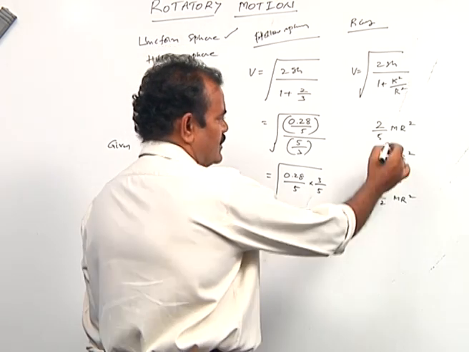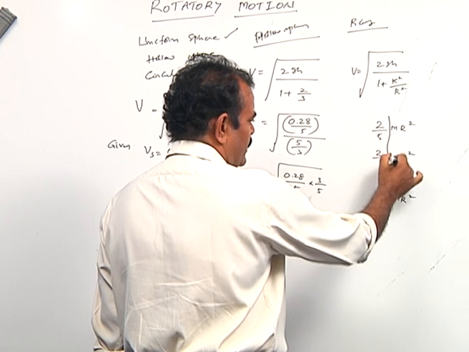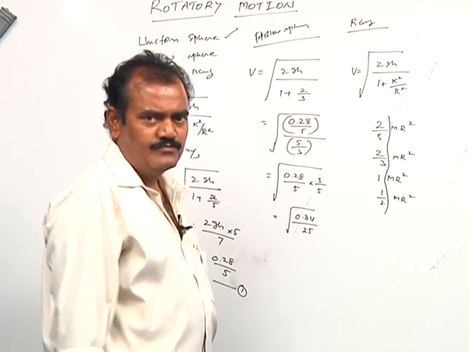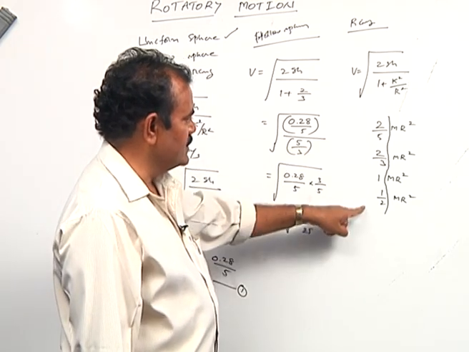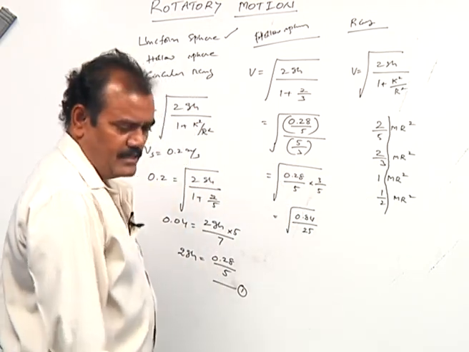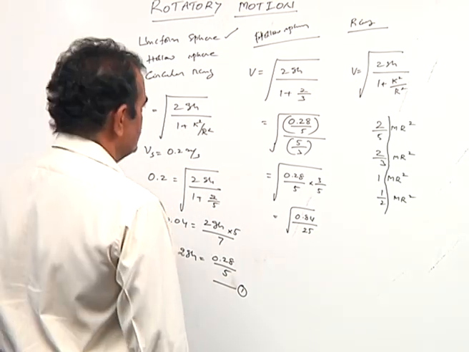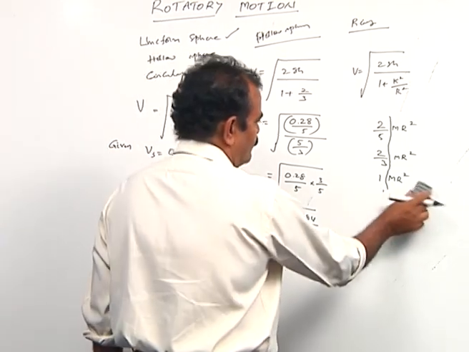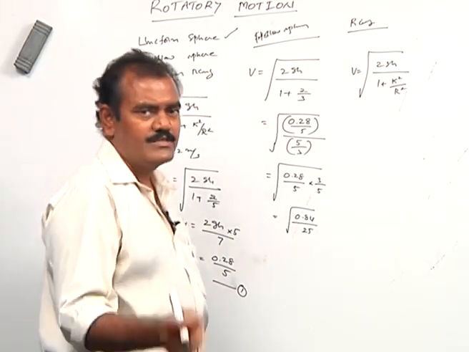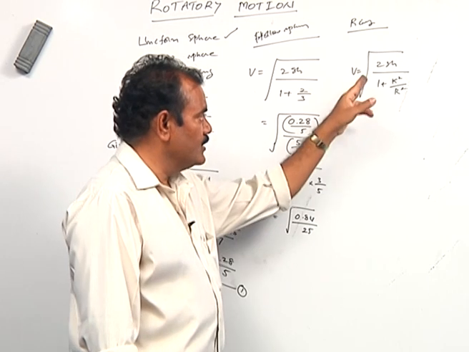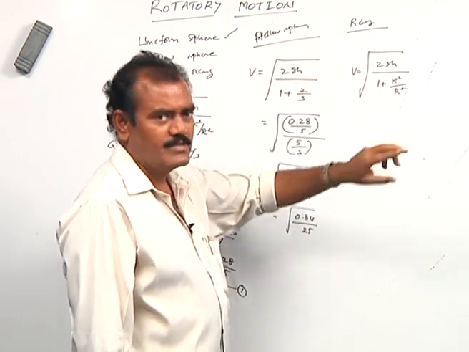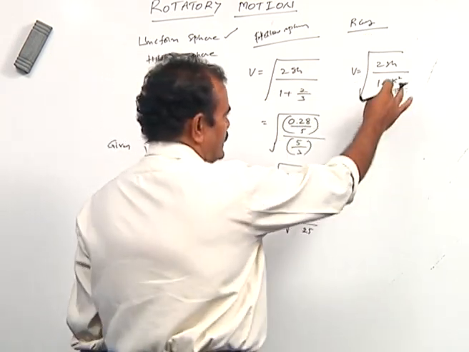Now the coefficients of all these mr square become k square by r square. The k square by r square of all these objects are 2 by 5, 2 by 3, 1 by 2, like this. So for all these 6 rolling bodies we have taken k square by r square, which is nothing but the coefficient of mr square in that particular rolling body. For the ring, the coefficient of mr square is nothing but 1, so that's why we are taking 1 here.